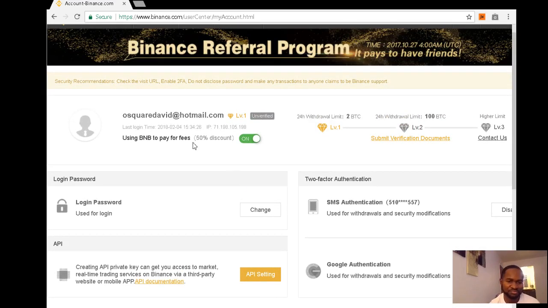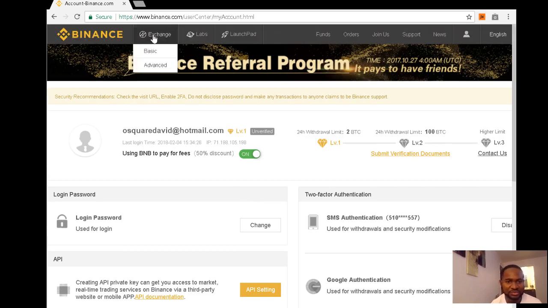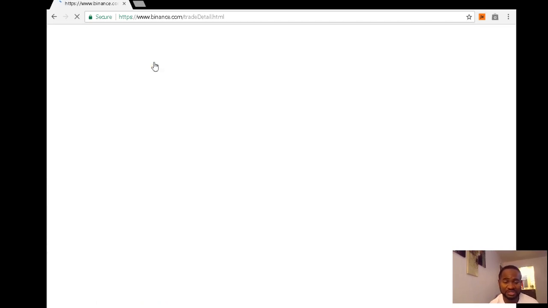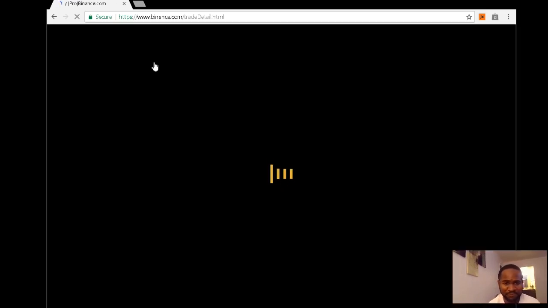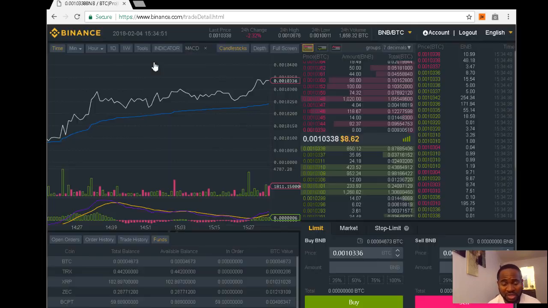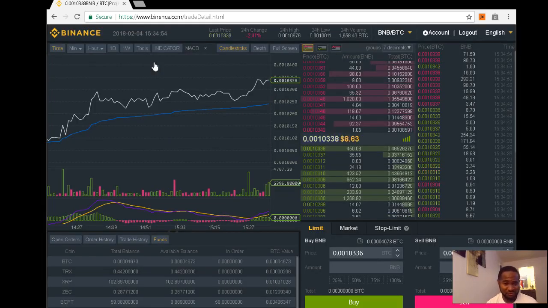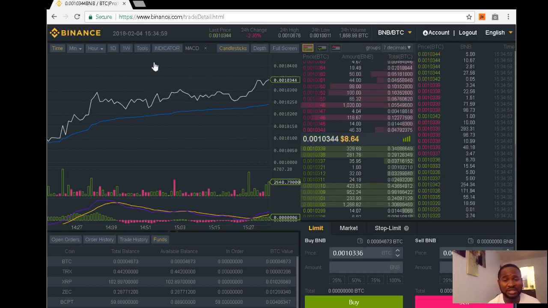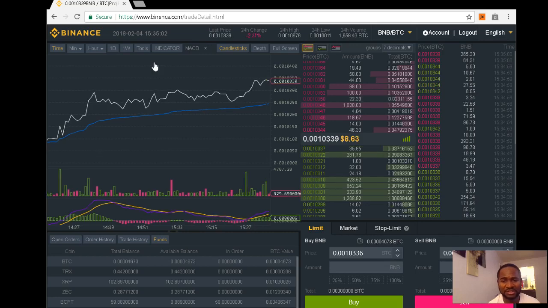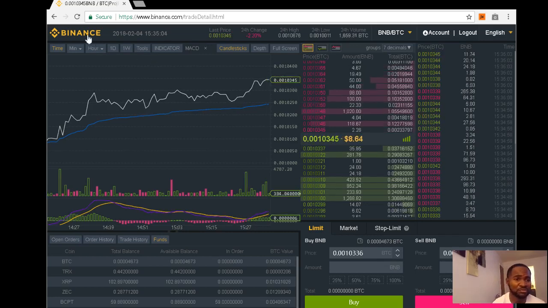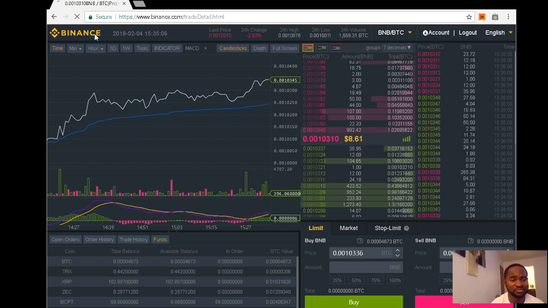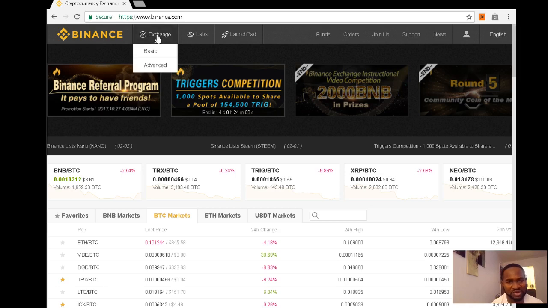Okay, so this is set up. All I need to do is go to my exchange and click advanced. Then bingo, I'm good to go. Now this is the advanced platform of Binance. I like to use the basic platform to explain in detail, and then I'll go to the advanced platform later. So let me just use the basic platform.